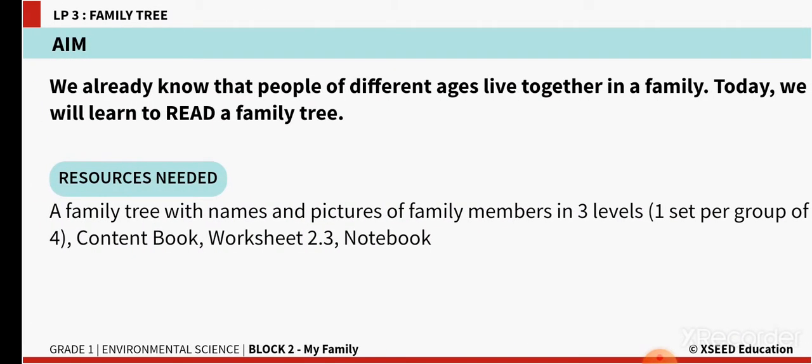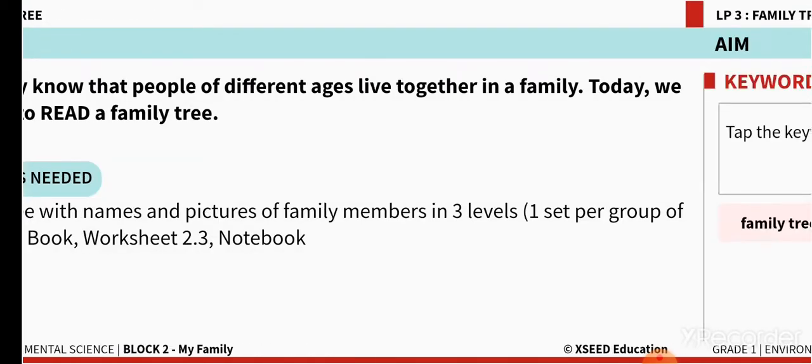The aim of today's class: we already know that people of different ages live together in a family. This was discussed in the previous class. Different age groups like grandparents, parents, children, all live together. Today we will learn to read a family tree. If a family tree is shown, you should know how to read it and identify the different relationships shown on the tree. That's what is going to be our learning today, children.